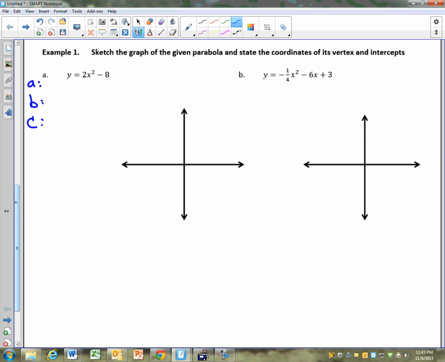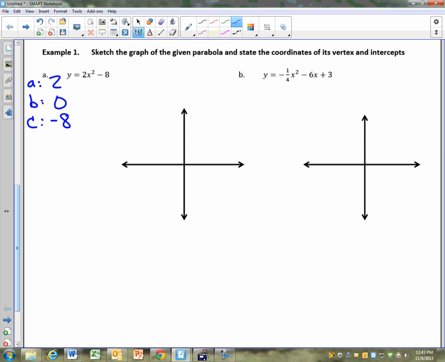What is the A value of this one? 2. What's the B value? 0. Because there's no x. Everybody see there's no x term? And since there's no x term, then the b value is 0. What's the c value? Negative 8.